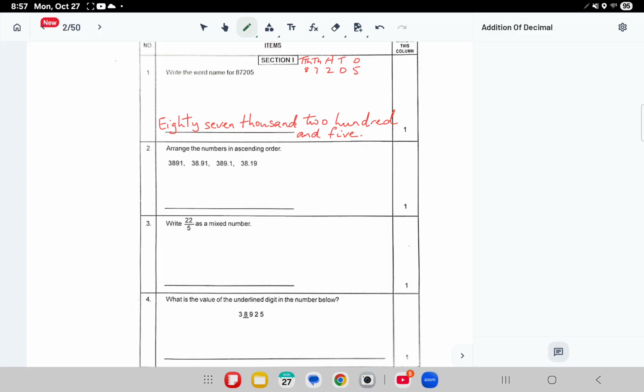Number 2, arrange the numbers in ascending order. Ascending order is from the smallest to the largest. So we're looking again at the place value chart. And we realize that 38.19 is the smallest. Then we have 38.91, then 389.1, and then 3,891.